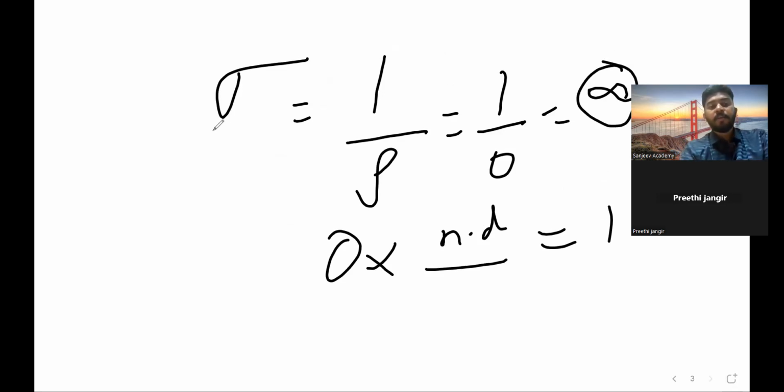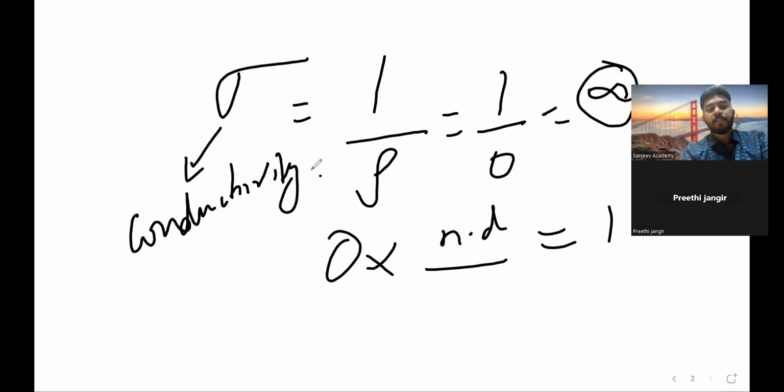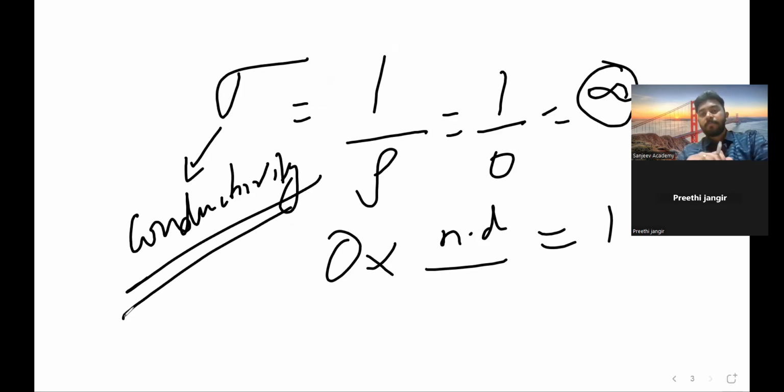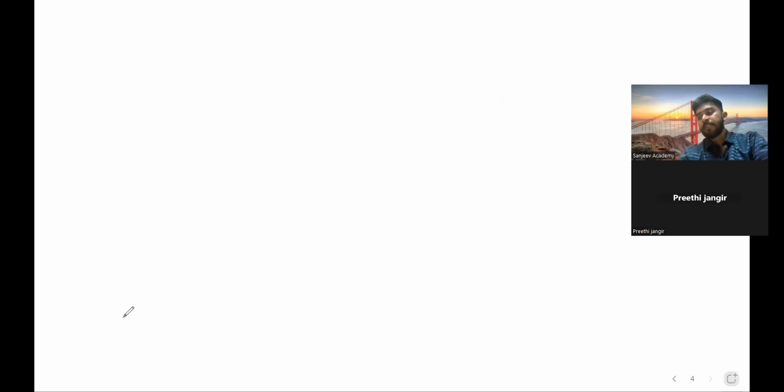That's the reason this is infinite. So sigma is called conductivity. Rho is called resistivity. Correct? So when is superconductivity of a metal or an alloy achieved? When the resistivity is zero or the conductivity is infinite. Correct? Yes, then only we will achieve superconductivity. So I hope this is clear. If this is clear, then we can go to Meissner effect.